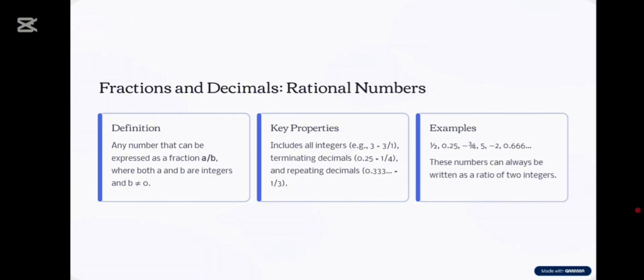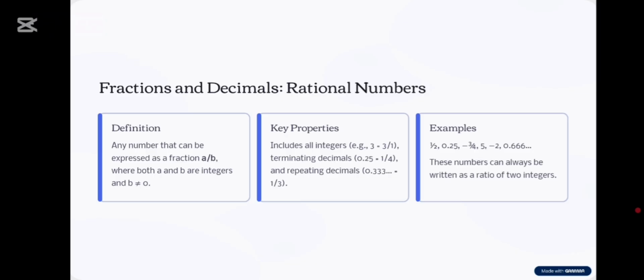Now the key properties. These numbers include all integers. For example, we have 3, which is 3 over 1. Then terminating decimals: when we divide 1 over 4, that is basically 0.25. So a fraction can be expressed as a decimal, because we're talking about division. Once we divide a fraction, we're going to have a decimal number.